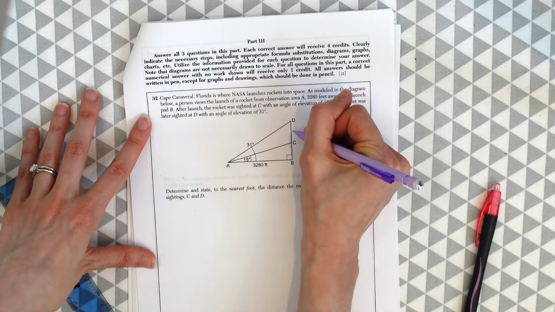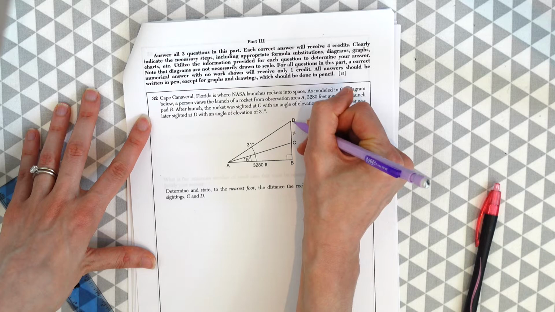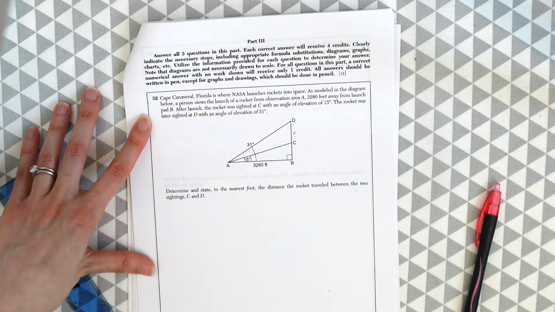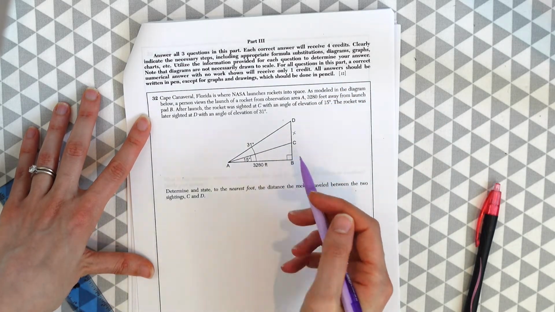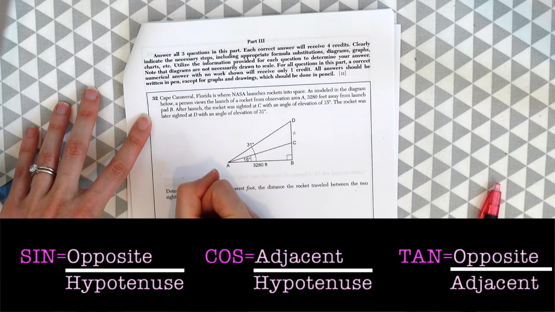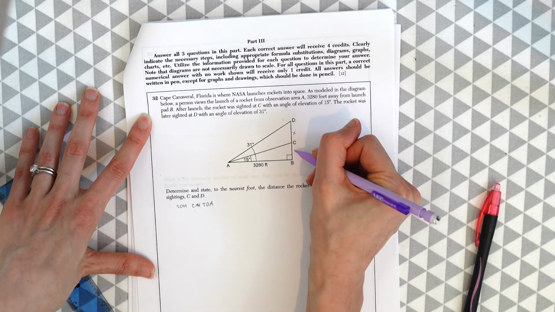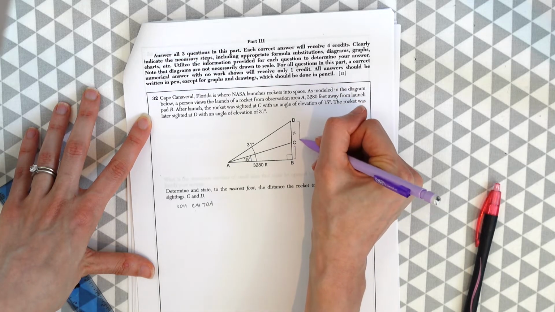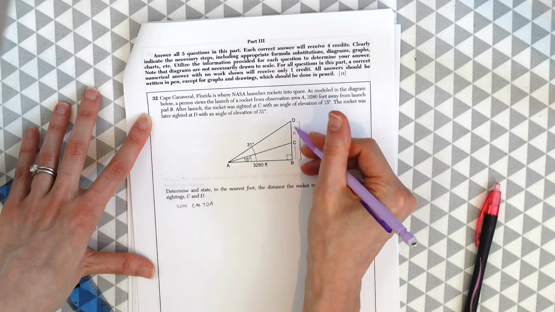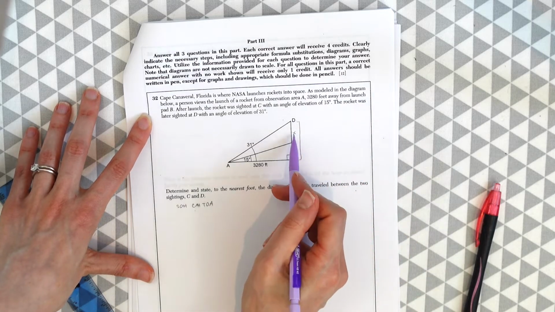So our main goal is to find what's between C and D. But notice we have this right angle. Knowing that, we can use SOHCAHTOA to find how big this value is from C to B and how big this value is from B to D, and then subtract them and we'll be left with x.